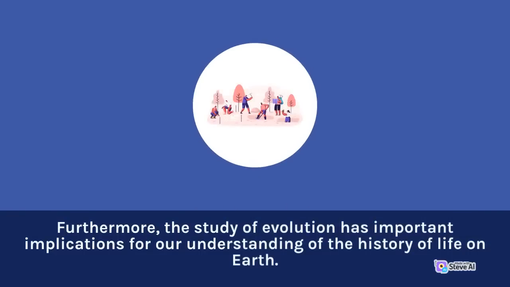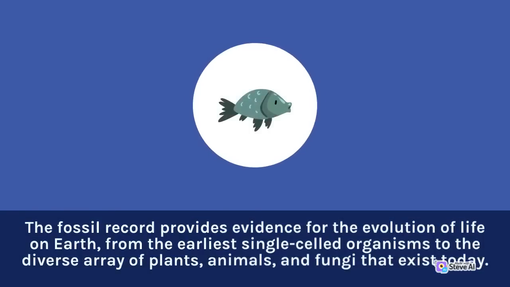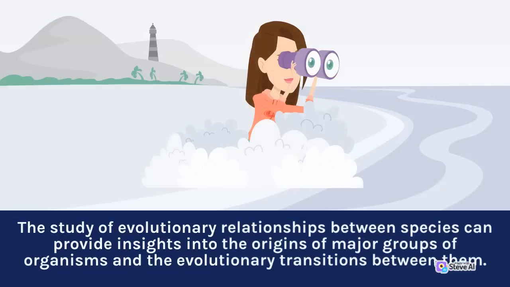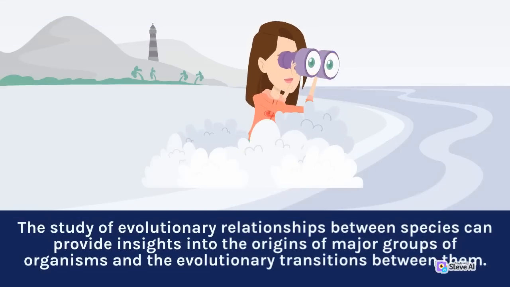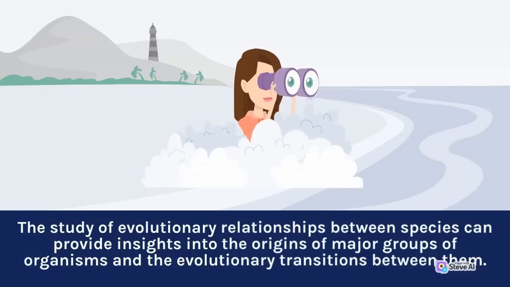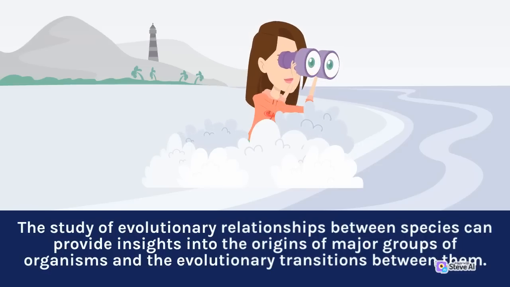Furthermore, the study of evolution has important implications for our understanding of the history of life on Earth. The fossil record provides evidence for the evolution of life on Earth, from the earliest single-celled organisms to the diverse array of plants, animals, and fungi that exist today. The study of evolutionary relationships between species can provide insights into the origins of major groups of organisms and the evolutionary transitions between them.